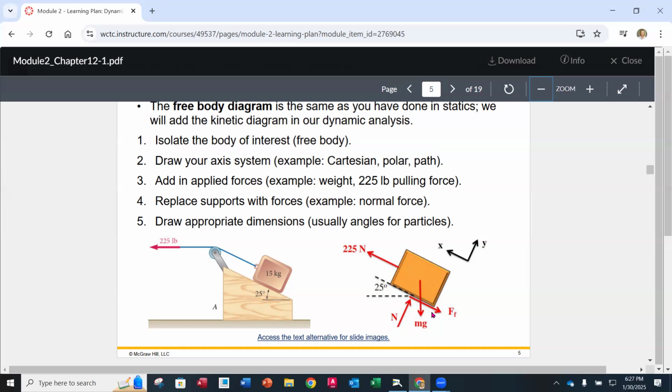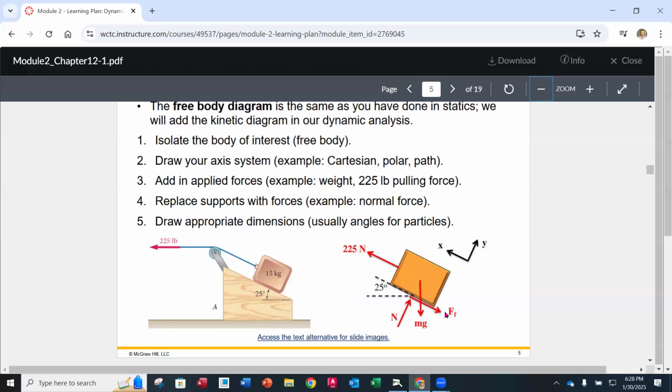Then we've got a friction force here that is going to oppose motion, so it's going to go in the opposite direction of the way that we expect this to be moving. Because this is a cable that is pulling over that pulley, immediately attached to that block, you're going to notice that we have that 225 newton force, and that's that pulling force. The friction force is going in the opposite direction because the block is going to be moving up and to the left, so that friction force is going down and to the right.